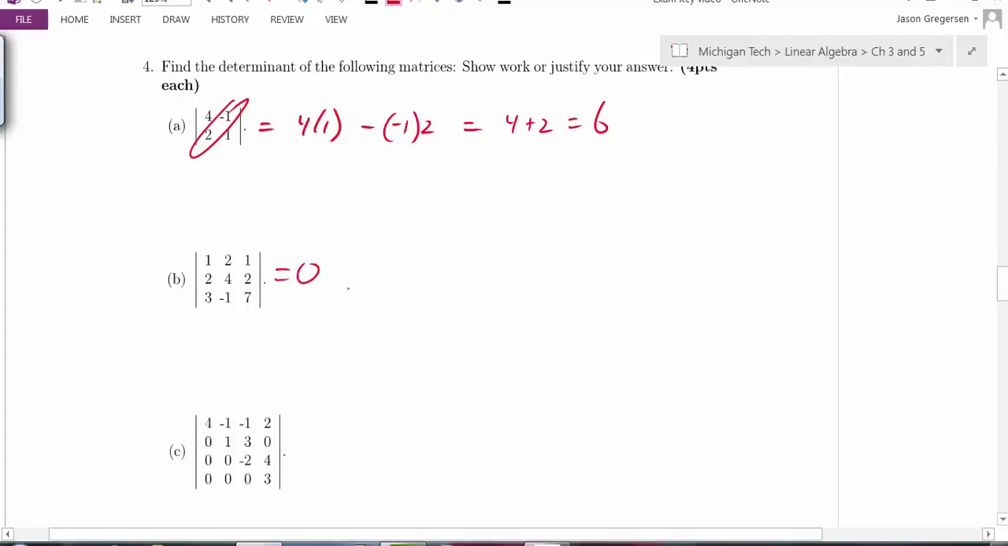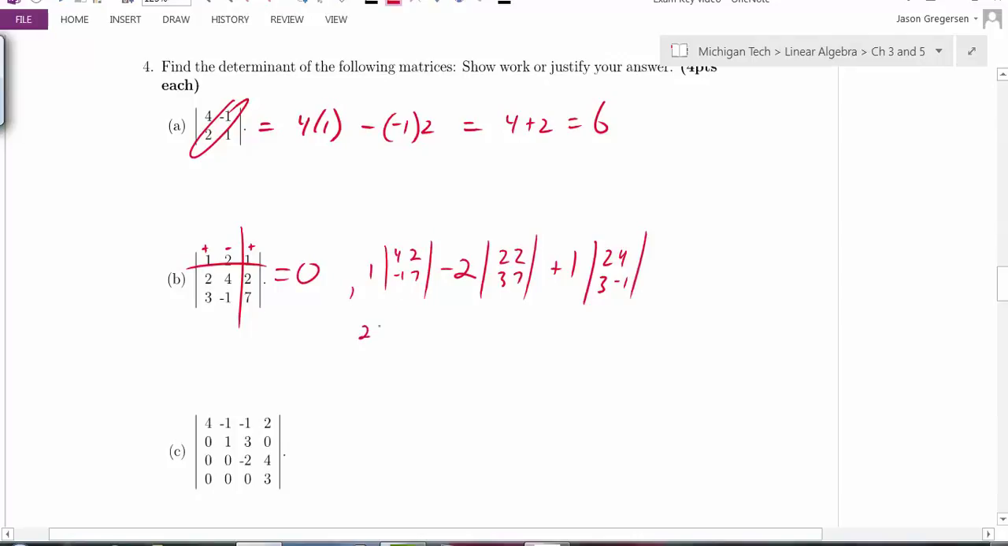Now, of course, if I didn't see that, I can go through the full expansion here. I'm going to expand along the first row. That'll give me 1 times a subdeterminant, this subdeterminant right here, 4, 2, negative 1, and 7. Then I have minus that second value, minus 2, times the subdeterminant where I eliminate that row and column. So I'm left with 2, 2, 3, 7. And then I go plus 1. So it's plus, minus, plus along that first row. And then the subdeterminant here, when I eliminate the first row and third column, I'm left with just 2, 4, 3, negative 1.